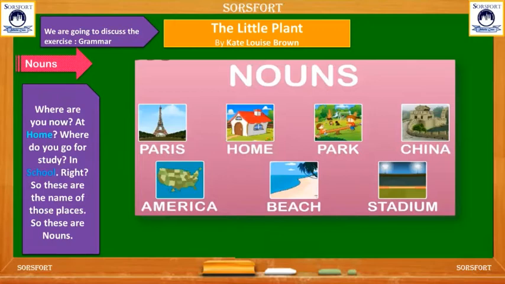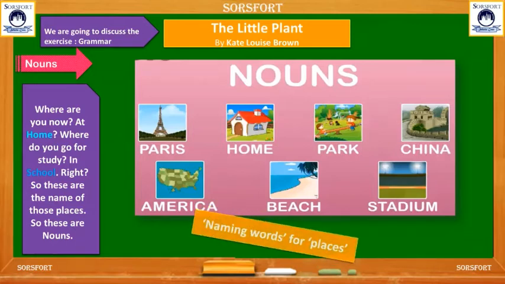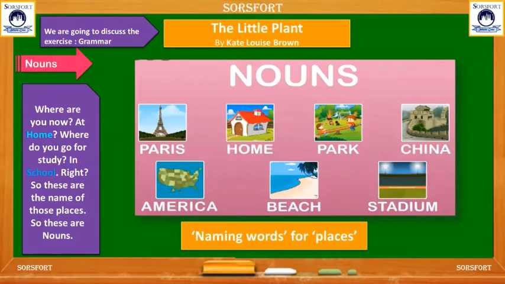So these are also nouns, like a city name, Paris, or your home, a park where you go to play, or China, a country name, America, sea beach, stadium. Everything is a place's name. So these are also naming words or nouns, naming words for places.